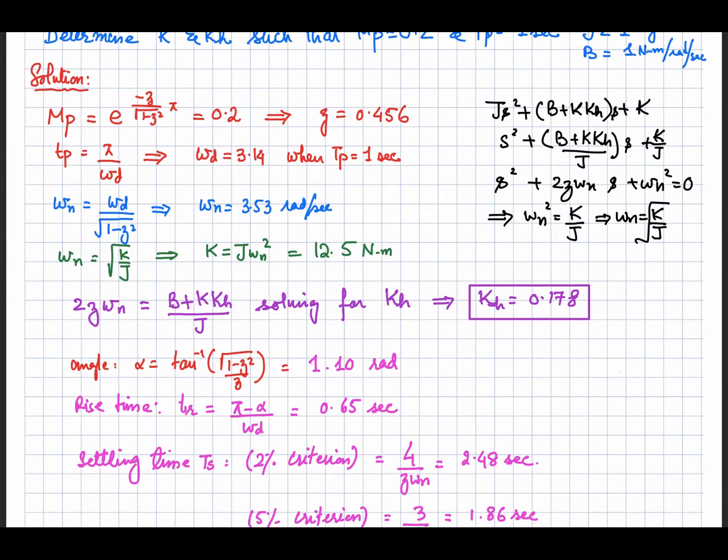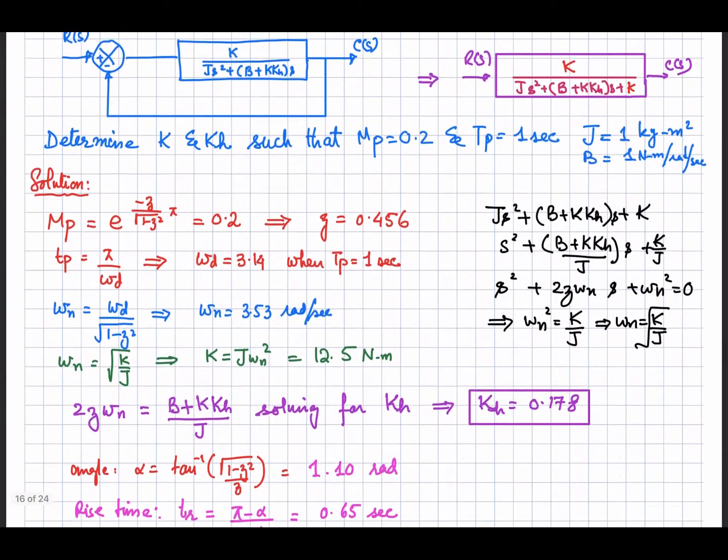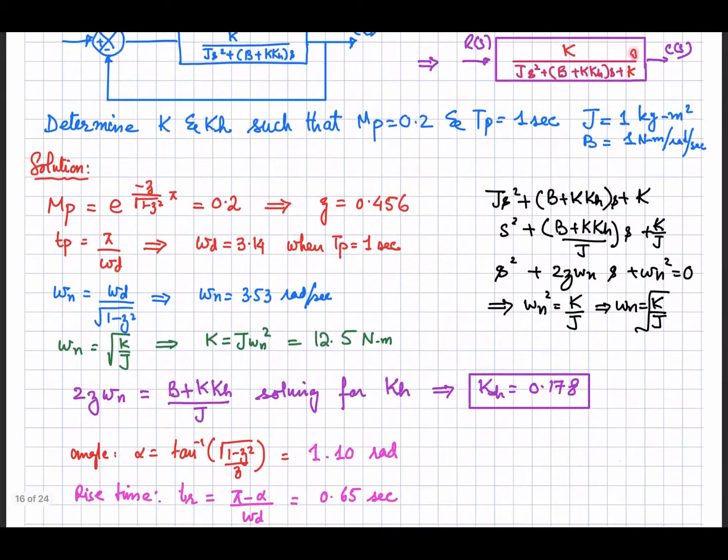Okay, now if I compare this one with the standard second order system, this is our system that is written over here, right? And if I simplify it, because in the standard equation for the second order system, s square plus 2 zeta omega n s plus omega n square should be equal to 0, so here the coefficient should be 1. So for that I am going to divide this equation by J.